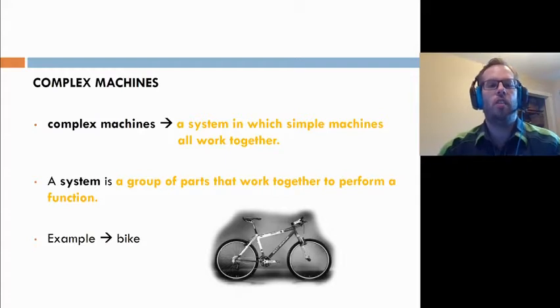And so here we should start off with a simple definition of what a complex machine is: a system in which simple machines all work together, unified in the task that they are to achieve. And a system is a group of parts that work together to perform a function. So really, when we talk about a system or a complex machine, you can almost use them interchangeably. And today, as I mentioned earlier, we are going to look at a bicycle. We'll deconstruct a bicycle into its component parts.